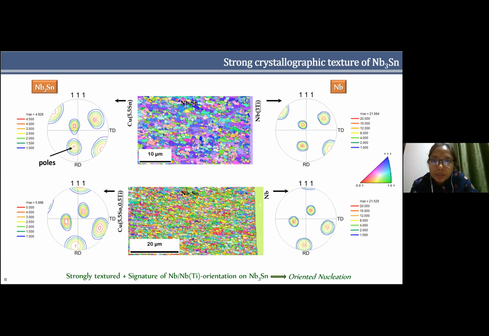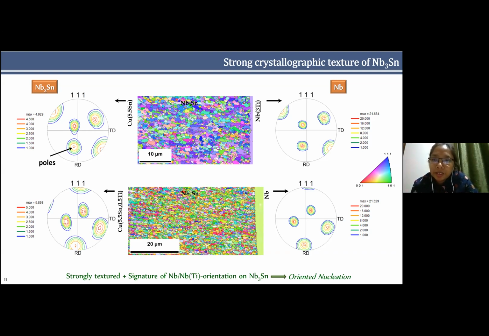The mechanism for the evolution of such a strong texture we can understand if we follow the oriented nucleation type. So what is the oriented nucleation mechanism? Oriented nucleation says that since there is beta phase in the form of precipitate, it allows the nucleation of only those orientations which lie very close to that of the niobium substrate. And why does it allow that? Because it reduces the grain boundary energy by nucleating the closer orientations. Even during the growth, the orientation remains the same as that of the nucleated Nb3Sn.